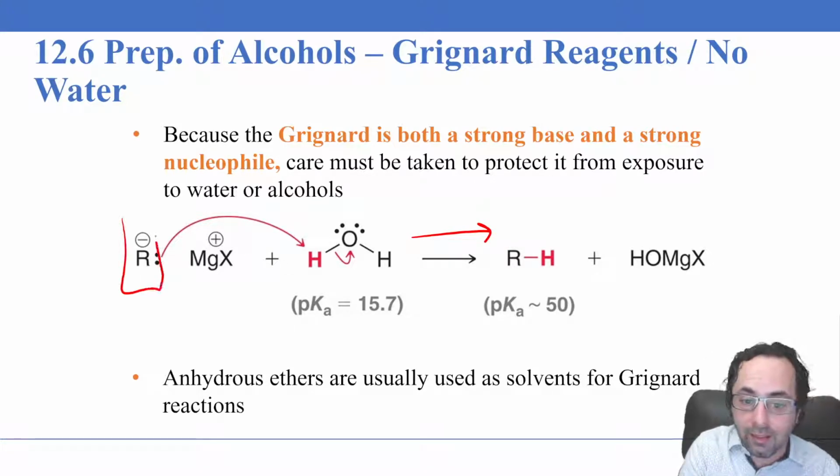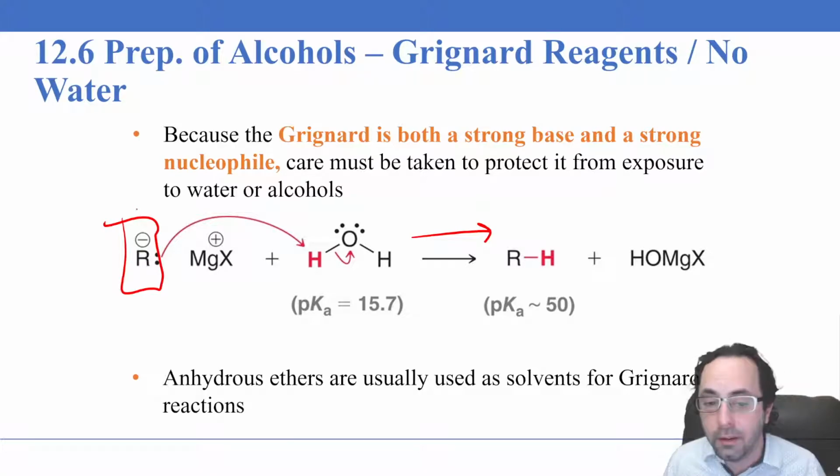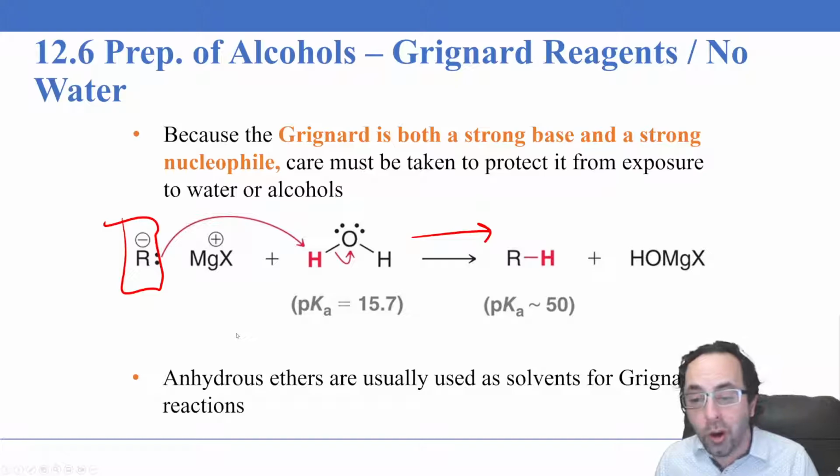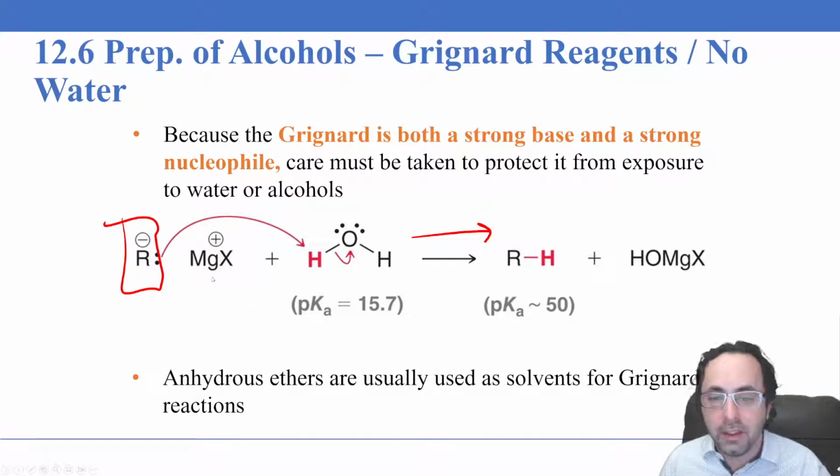We need this so it can react with our carbonyl and produce this alcohol with more carbon atoms than our carbonyl had. And so we don't want to expose it to water, because that will destroy our Grignard reagent. And so in terms of solvent, it will usually be an ether. Anhydrous, meaning no water in it, dry ether.